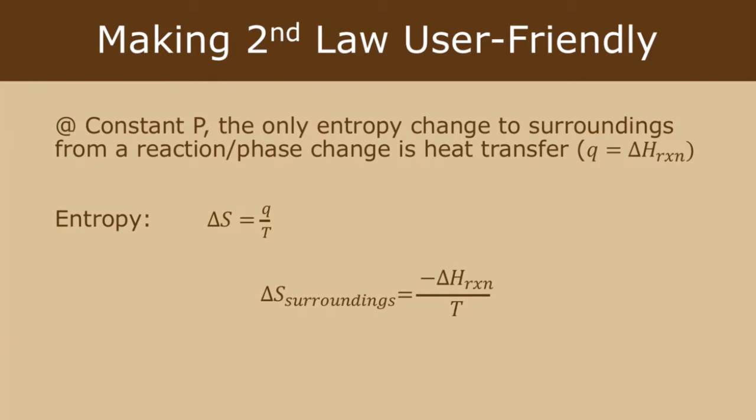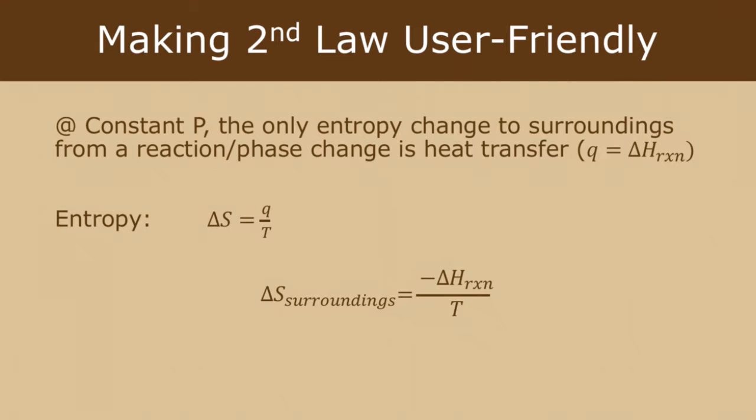Well, in a chemical reaction or phase change at constant pressure, the only change that the system makes to the surroundings is the heat it transfers. That's the enthalpy change, or Q equals negative delta H reaction. So the system could do work. It could do work pushing back the surroundings, but remember, this is factored into the enthalpy change, so we don't really need to think about it.